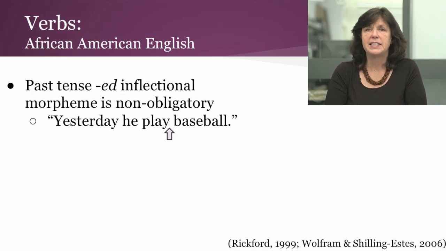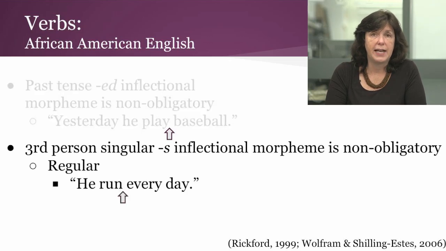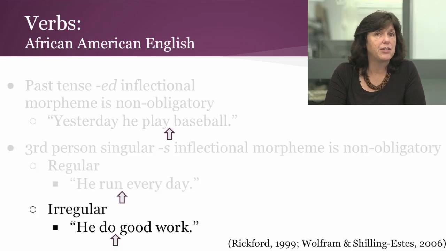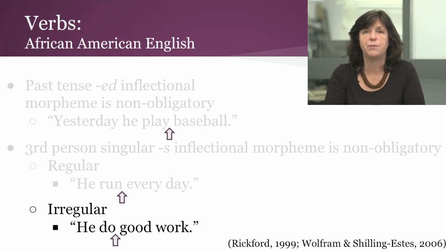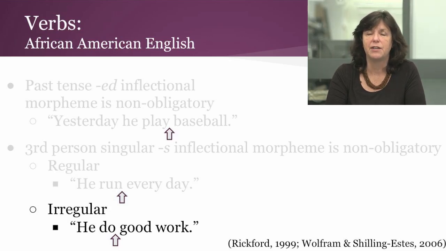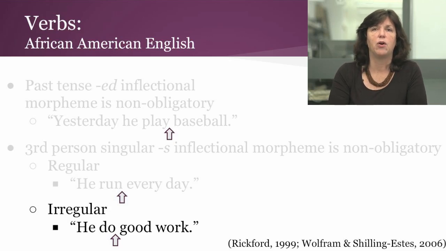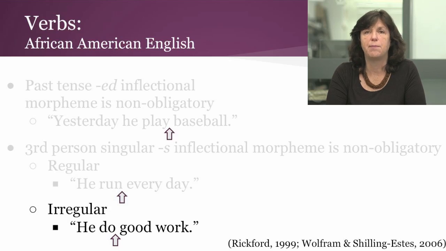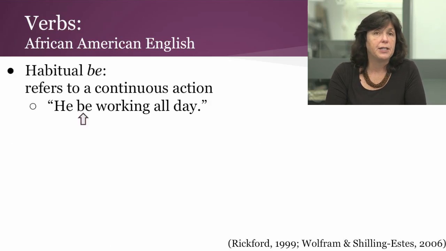In African American English, the past tense ed inflectional morpheme is non-obligatory. So you might find an utterance like, yesterday he played ball. Remember, this sentence is perfectly grammatical in this dialect. The regular third person singular s inflectional morpheme is also not obligatory, as in, he run every day. It's also non-obligatory in irregular third person singular verbs such as do. One reason why the third person singular s inflectional morpheme is omitted is because the s is redundant. We already know that a he is doing the running or working because it's already described by the subject he. In African American English, there is also presence of the habitual be, which refers to a continuous action, like he be working all day.